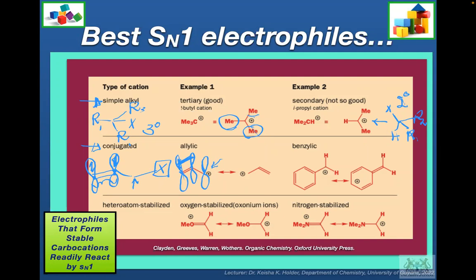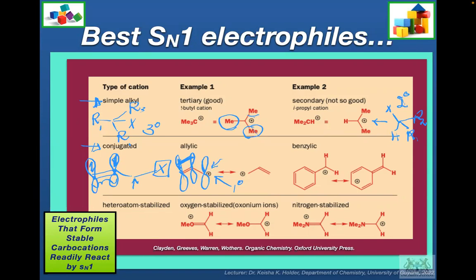So even though this is, as we can see, a primary carbocation, primary carbocations are not favored in SN1 reactions at all. However, if a primary carbocation exists in the presence of an allylic system, then the reaction will occur. And it's for this reason that I am presenting to you guys that it is possible.